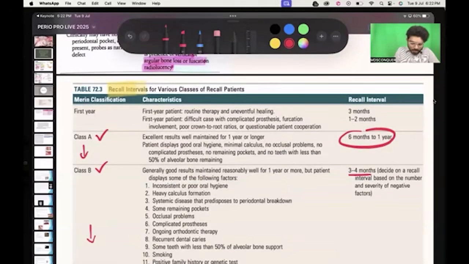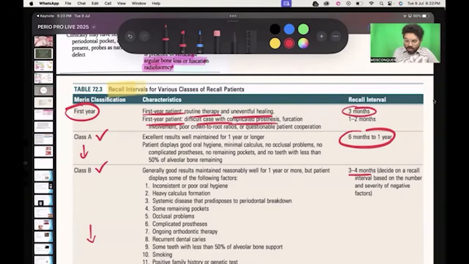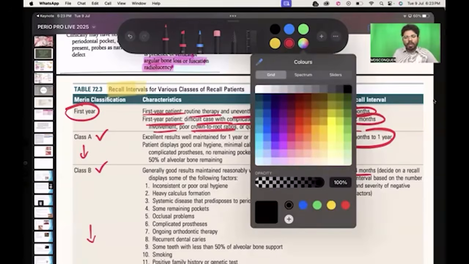In the first year, for a first year patient with routine therapy or uneventful healing, the recall visit is going to be 3 months. Whereas for a first year patient with a difficult case with compromised processes, furcation involvement, poor crown root ratio, and questionable patient cooperation, the recall visit will be 1 to 2 months.